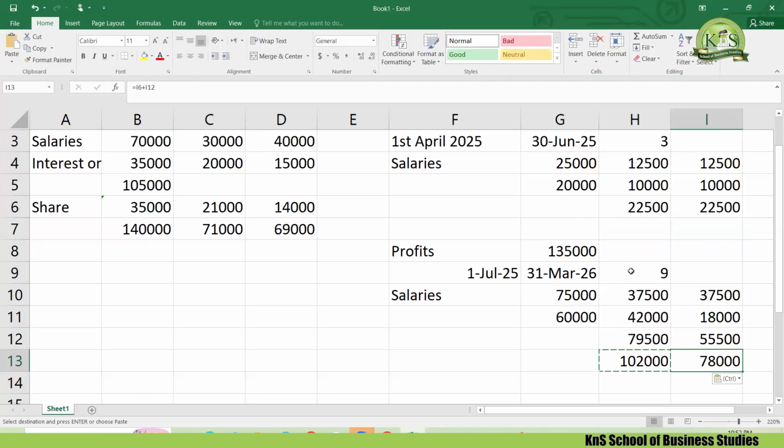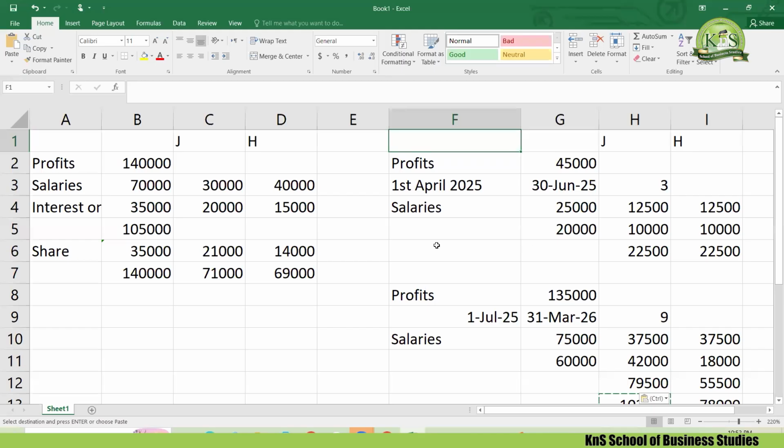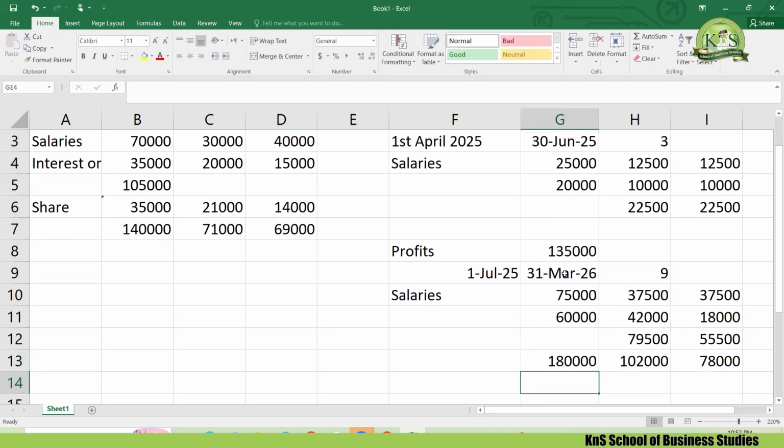Let me know. I'm giving you 2 minutes. You can copy this if you want, but you should do it yourself. So I'm explaining once more what I have done. Total profits were, if I put the total profits here as well, 45 plus 135, 180,000. This 180,000 was for the full year, but in the full year, the profit sharing ratio changed. So we have done the question in 2 parts. The profit sharing ratio changed on 1st July.